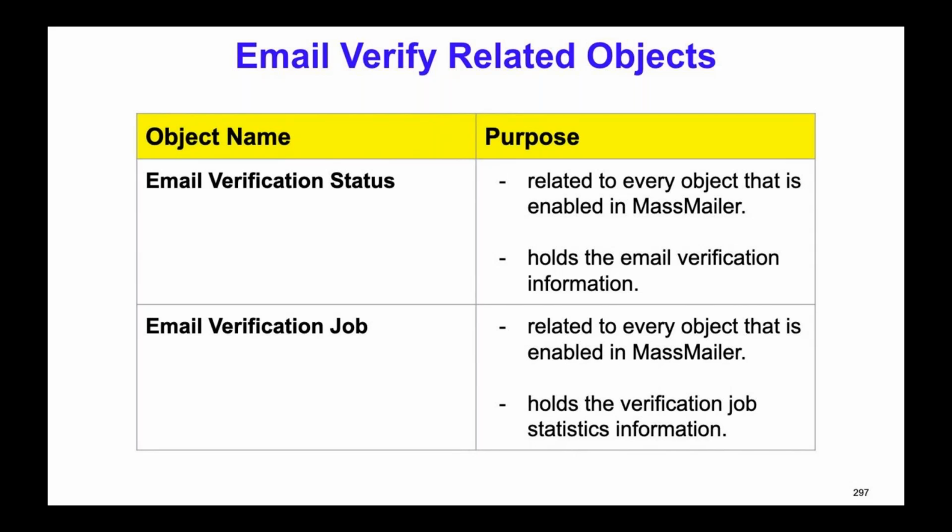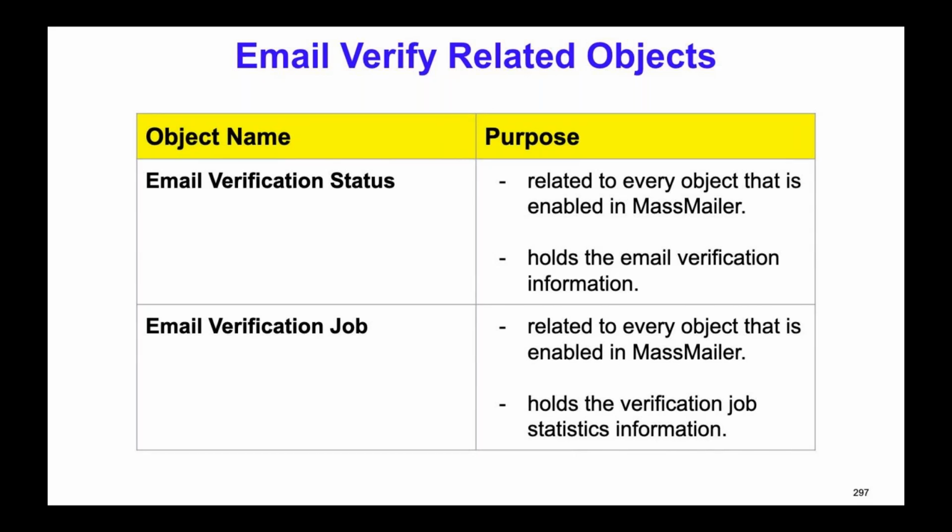So there are two objects that are important in the email verification feature that we have. One is the verification status itself and the other is the verification job. These two are master-detail objects, so master is job, and the status is detail. So status is related to every single object that is enabled in MassMailer, provided there is an email field on the object, and then it holds the email verification information as we discussed.